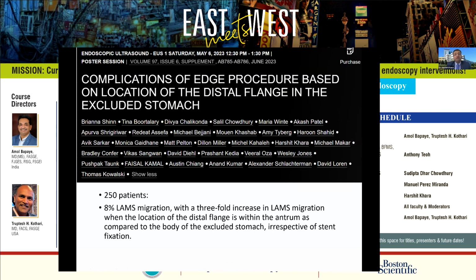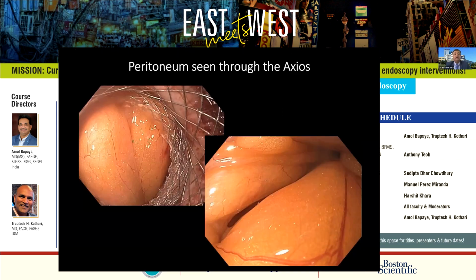Stent migrations, where we place the distal flange, is important. This was just from last DDW, 250 patients, and there was an 8% LAMS migration, which was a 3-fold increase if the flange was placed in the distal antrum versus the body. So the body is a better target because in the antrum, the scope loops up and then causes this. If you have a peritoneal view, that's absolutely something that we don't want to see.